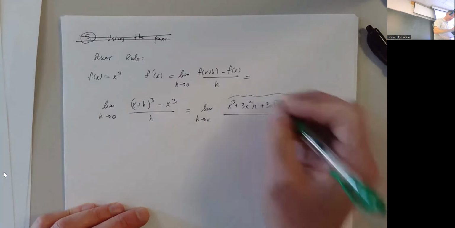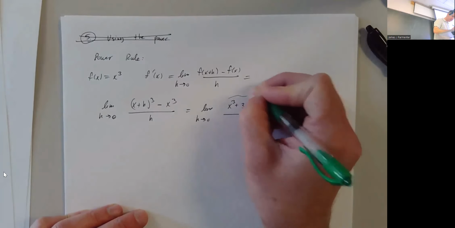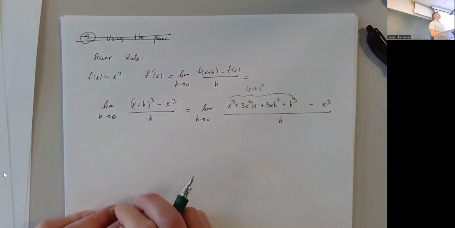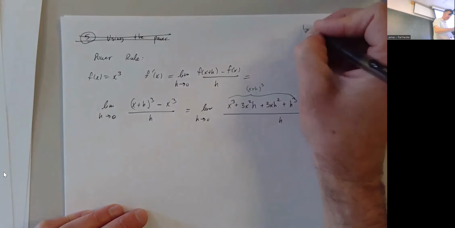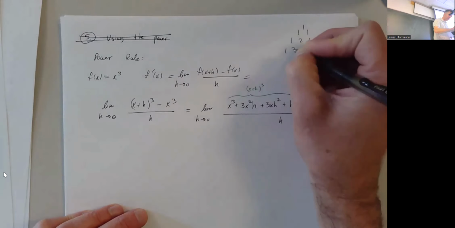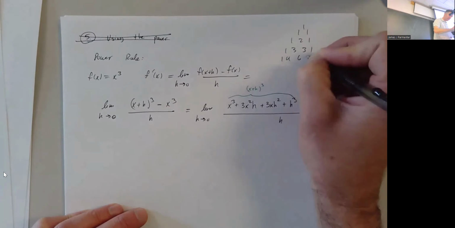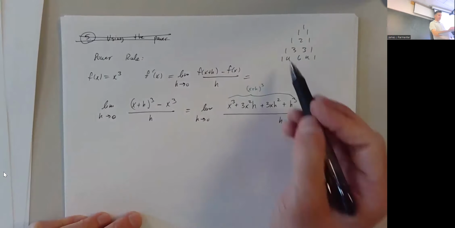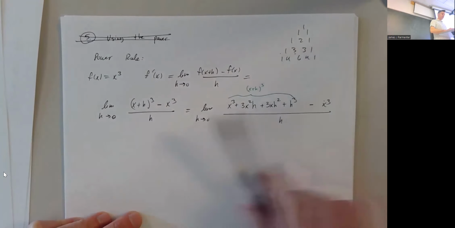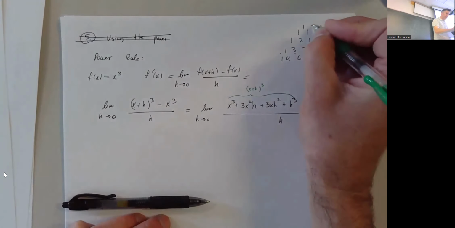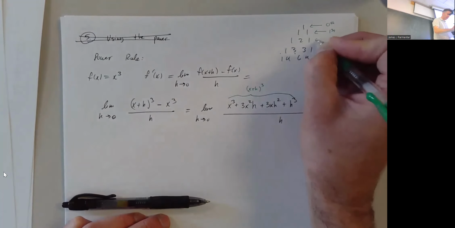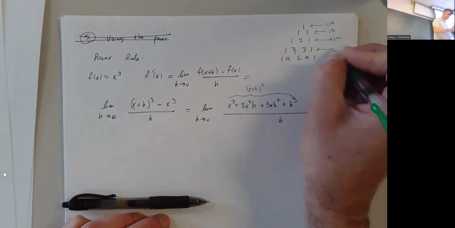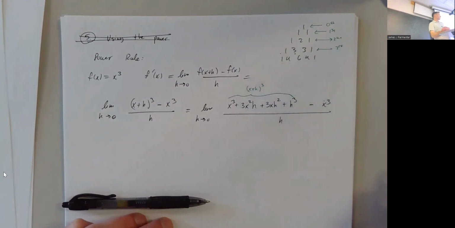Okay, what did I do to do that? What famous triangle did I use to get that? Pascal's triangle. I remind everybody, Pascal's triangle over here. I used the row where the second term was a 3. When you draw Pascal's triangle, you should think of the top row as the 0th row, the next row is the first row, then the second row, then the third row, and so on. So I used the third row of Pascal's triangle for x plus h to the third.